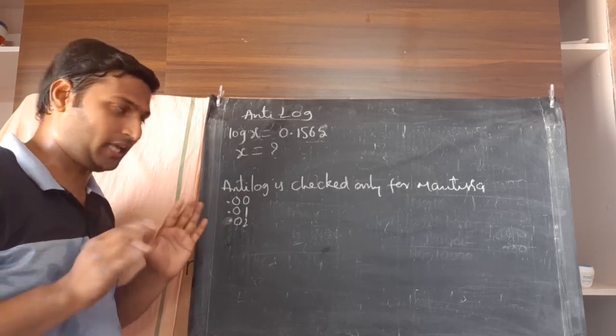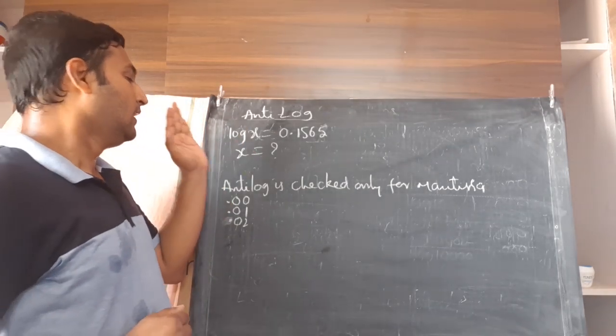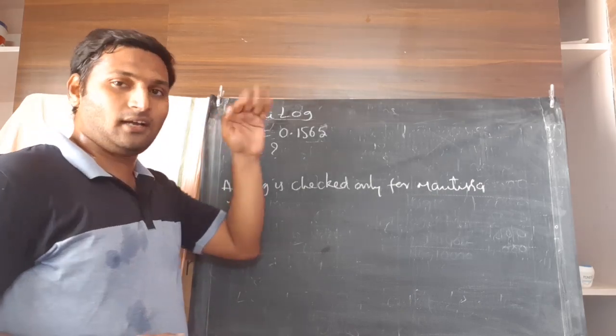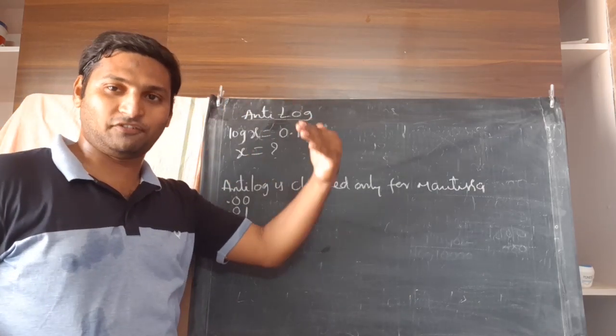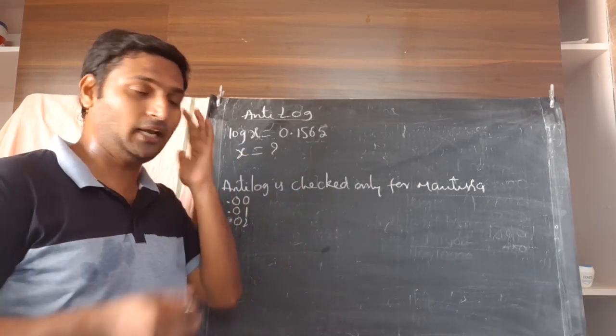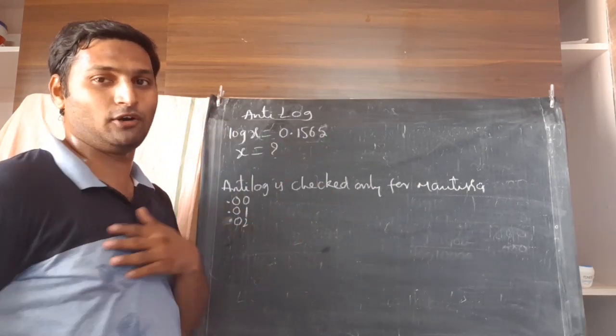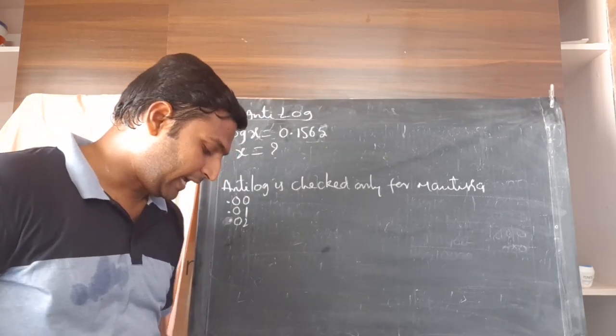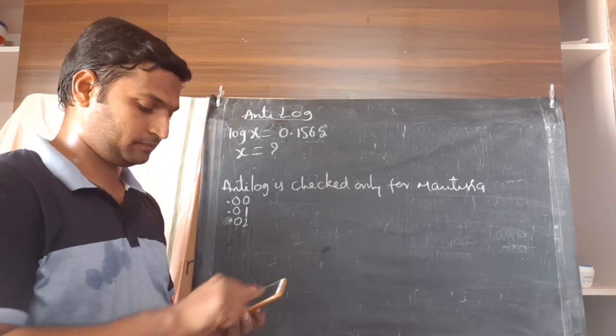Understand that. Okay. Now you need to find the value. What you have to do after finding the value? First, let us find the value from the anti-log table. Then I will tell you what is the final value of x. Okay. Again, let me take the anti-log table.